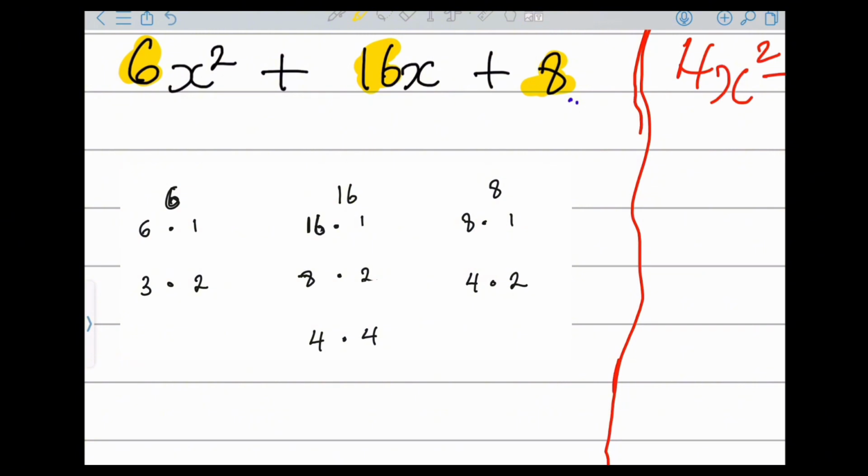Can we see 6 in 16? No. Let's go to the next big factor of 6. What is the next big factor of 6? 3, right? Let's check. Can we see 3 in 16? No. And 3 not in 8. Let's go to the next big factor. What is the next big factor? 3. Can we see 3 in 16? No, not in 8 as well. Now, what is the next factor?